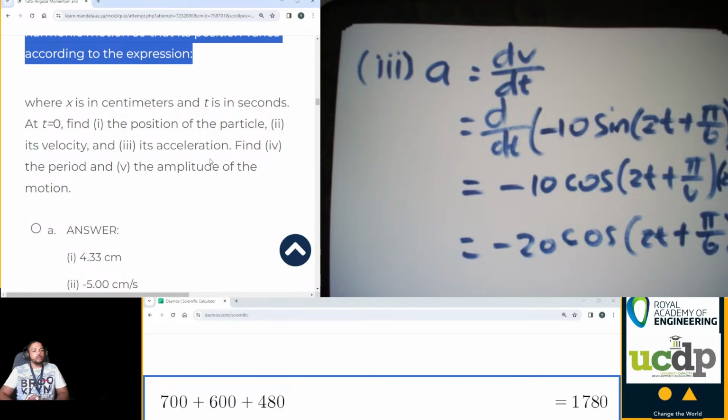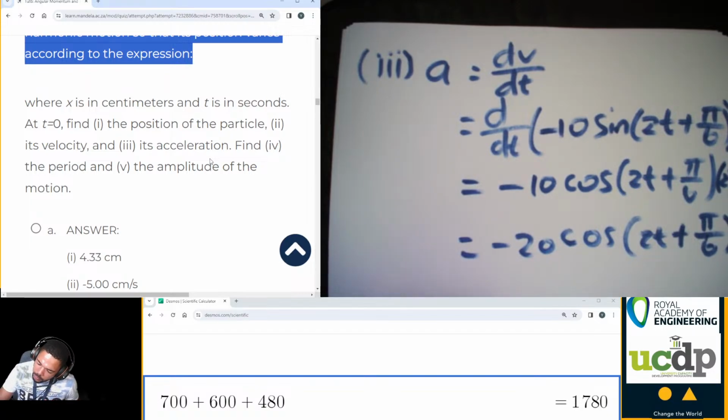Now they're asking us to find the velocity and the acceleration at time 0. You just plug in time 0 there. You should have both of those answers. I'm just doing the big picture. You plug them in yourself.